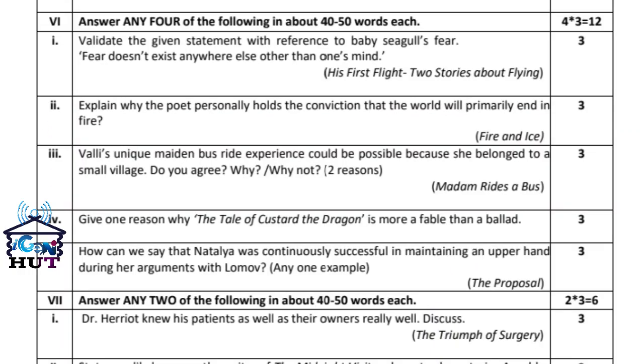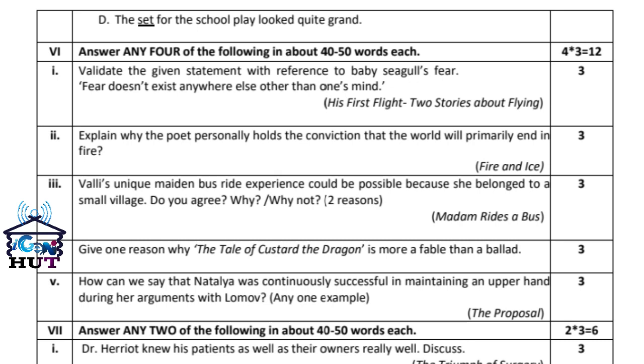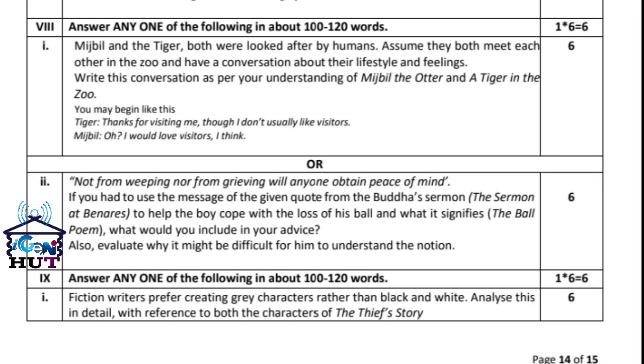Coming to the short and very long answer questions, 4 out of 5 short answer type questions are to be answered in 40 to 50 words from the book First Flight. And as a cue, it is given. So the name of the chapter is also given along with the questions. Any 2 out of 3 short answer type questions are to be answered in 40 to 50 words each from the Footprints Without Feet. Coming to the long answer type questions, any 1 out of 2 from First Flight to be answered in about 100 to 120 words.